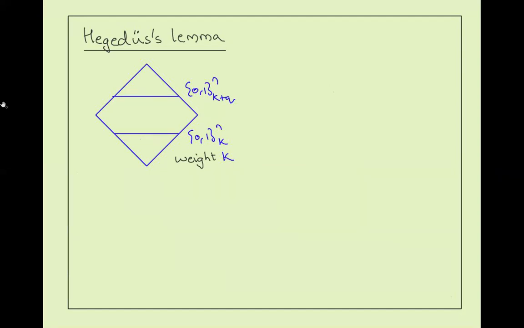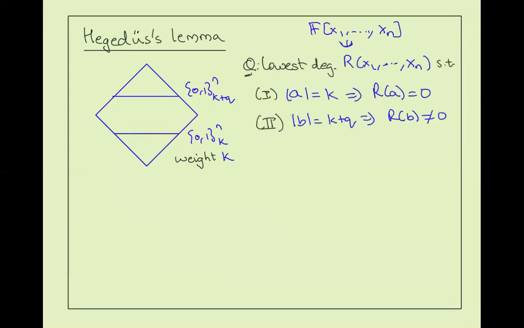Let me say that a polynomial distinguishes between these two levels, or these two weights, if it vanishes at all points of Hamming weight k and does not vanish at any point of Hamming weight k plus q. Then I say that a polynomial R distinguishes between these two weights. The question is, what's the lowest degree polynomial that can distinguish between weights k and k plus q? And the answer, somewhat surprisingly, maybe depends on the underlying field F.